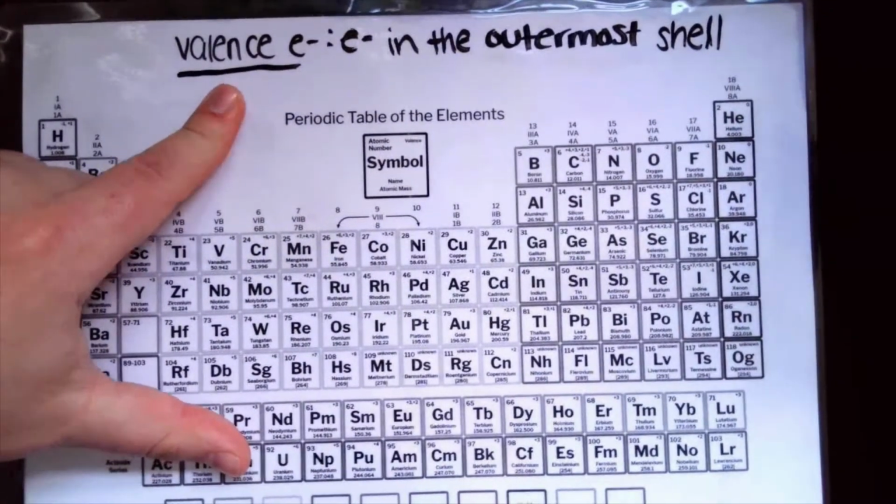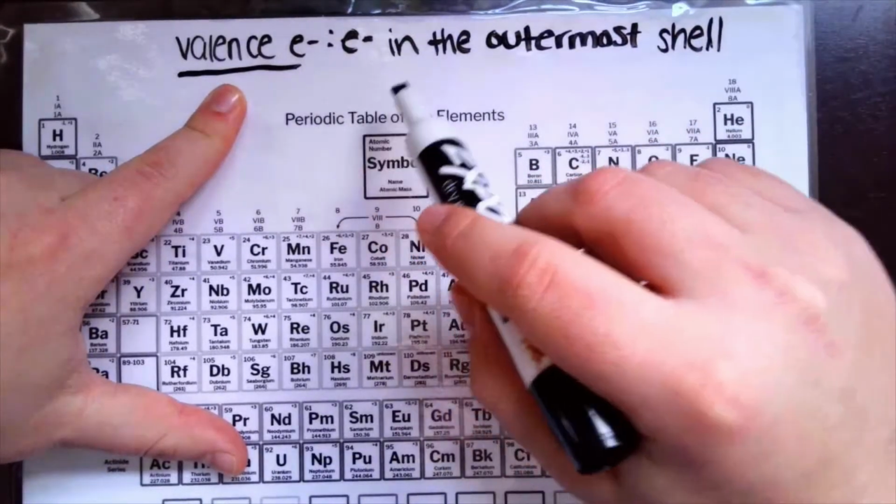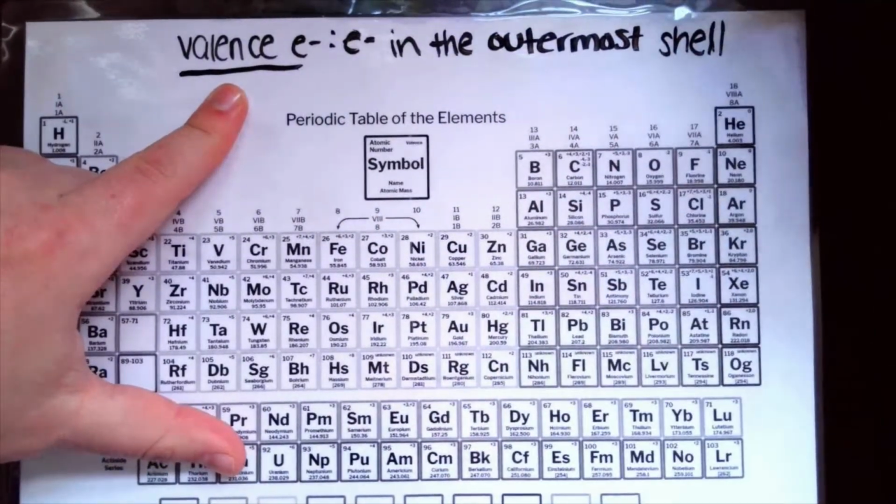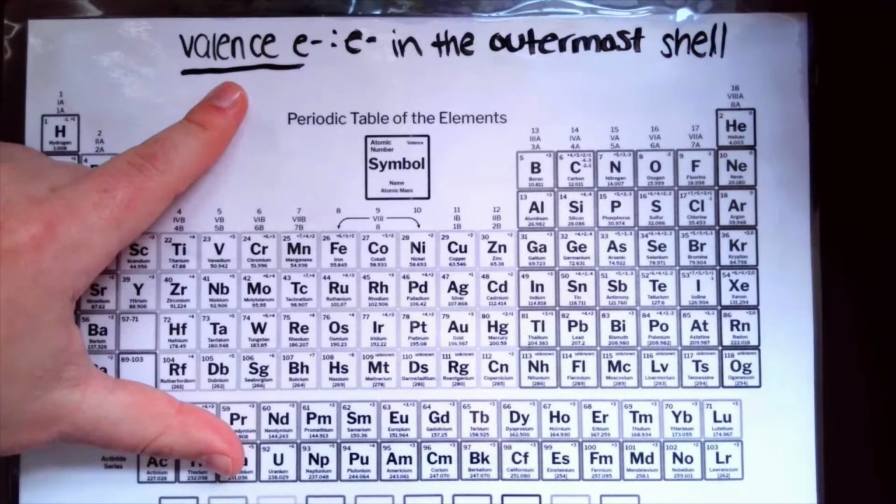So the valence electrons are just the electrons in the outermost shell, so they're the outermost electrons in an atom, which means that they're also the highest energy electrons in an atom, because as you go further and further from the nucleus, the energy that each electron has goes up and up.